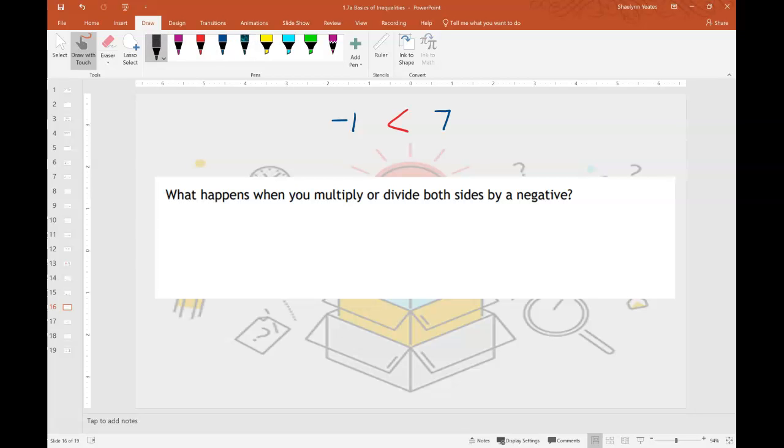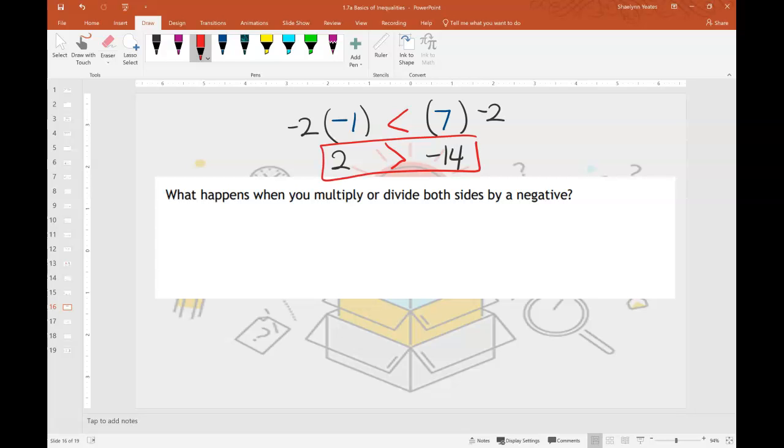Fabulous. Now, let's say I multiply both sides by a -2. Just say I do that. So I have a -2 times a -1, and I get 2. And I have -2 times a 7, and I get -14. Which one is greater now, the +2 or the -14? It's the +2. What happened to my inequality right there?